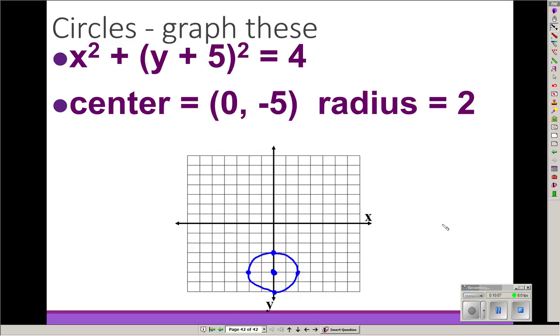So remember, when you're given the equation of a circle, the opposite of the numbers that are with x and y are your h and k, so change the sign, and then square root the r squared to get the radius.